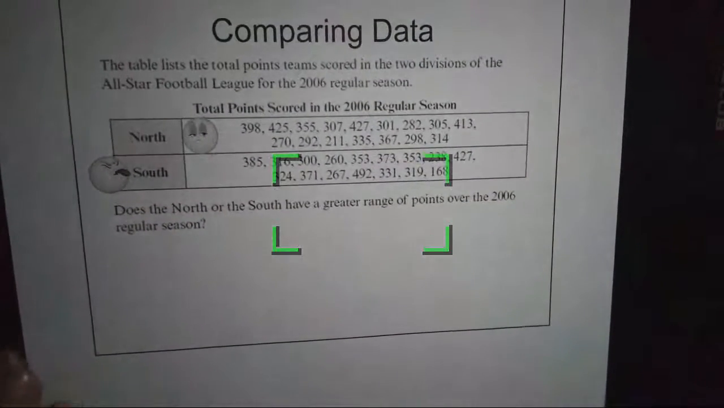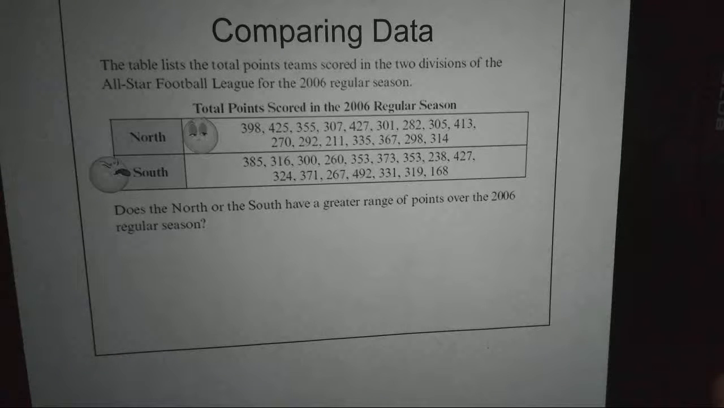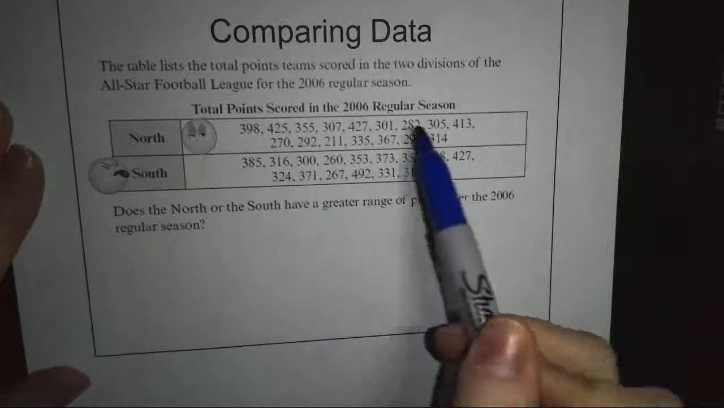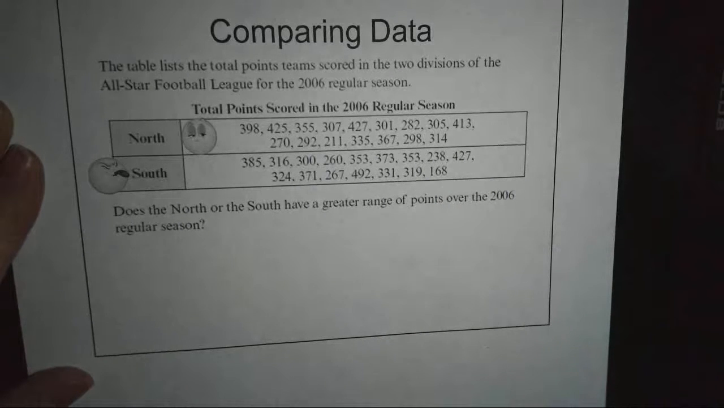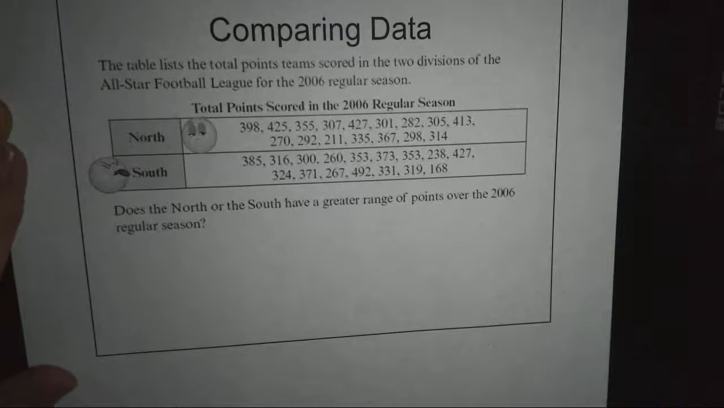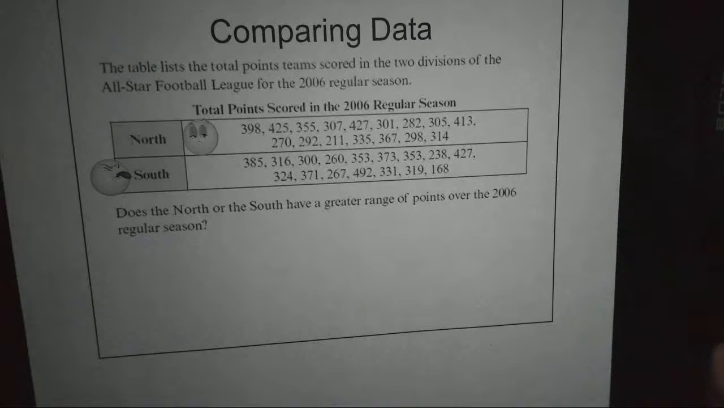All right, so here we're going to compare some data. It says the table lists the total points teams scored in the two divisions of the All-Star Football League for the 2006 regular season. So the North scored all of these points in their games, and the South scored these points in their games. We want to know, does the North or the South have a greater range of points over the 2006 regular season? This is an example, by the way, and it does need to go in your notebook.